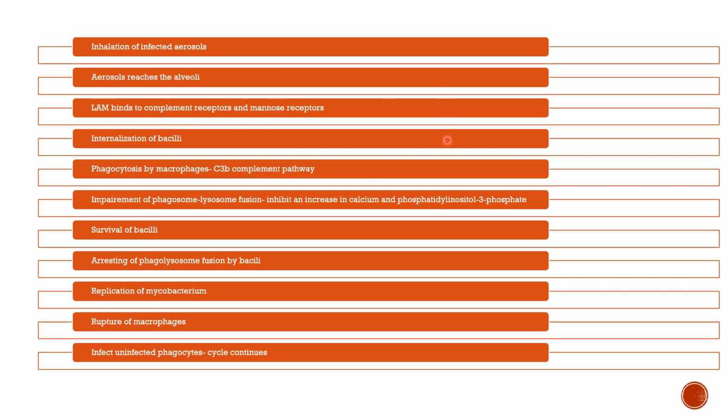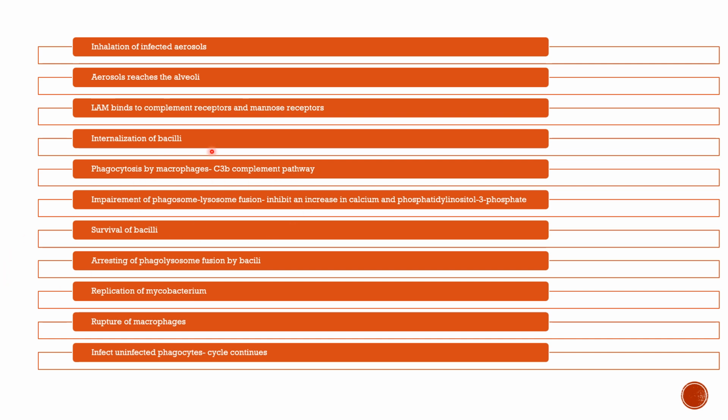Now once the bacilli enter inside the macrophage, phagocytosis occurs because the macrophage detects an unwanted body in it. And the phagocytosis process occurs by complement C3b mediated opsonization of the bacilli. After which there is an impairment of the phagosome lysosome fusion.